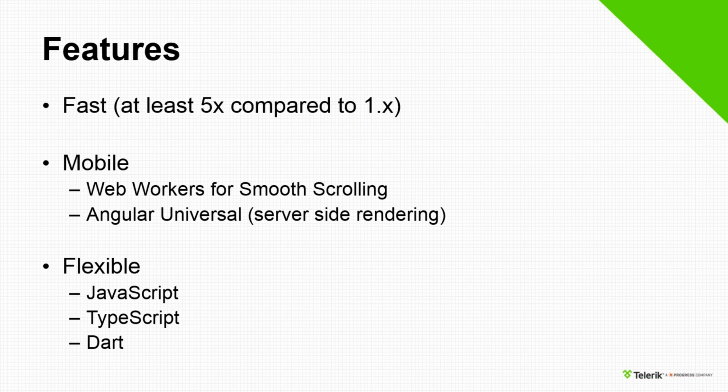Some of the features of Angular 2 are that it's faster. I believe I read in one of the articles that Angular 2.0 may be 5x to 10x faster compared to Angular 1.x. And how do they make it easier or more flexible on the mobile side? They use web workers for smooth scrolling, and they use Angular Universal, meaning although it's a mobile web, you can actually have Angular render the HTML on the server side itself.